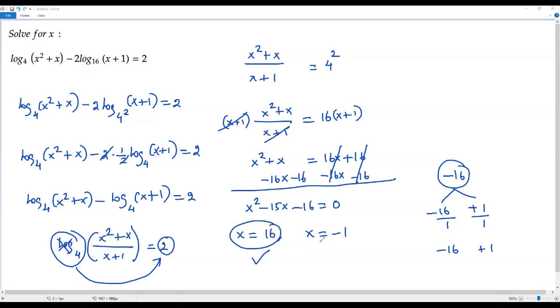Okay, now let me take the second value of x, that is x = -1. When I plug in x = -1 into this argument, what will happen here? -1 plus 1 will become 0. So this argument becomes 0. The argument of a logarithm cannot be 0. If the argument of a logarithm is 0, then it is undefined. So this value of x makes one of the arguments in the given equation 0. So we cannot consider this a valid solution. So there is only one valid solution, that is x = 16. Therefore, the solution for the given equation is x = 16.